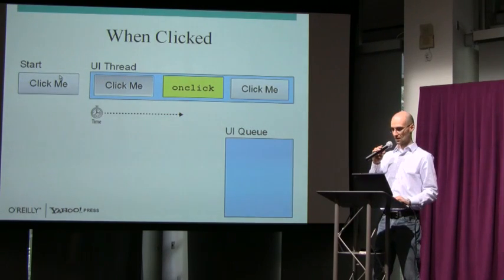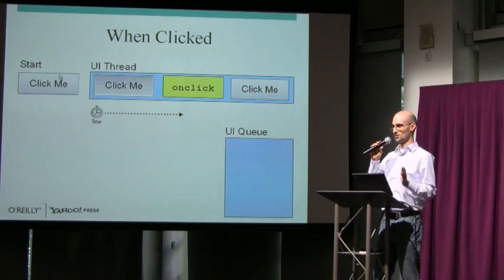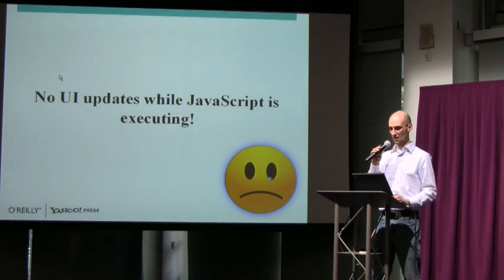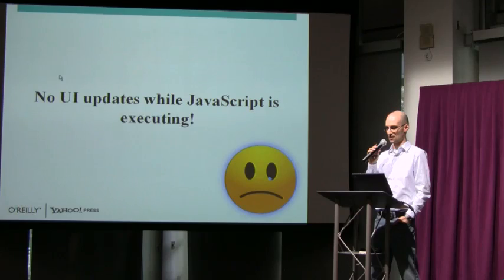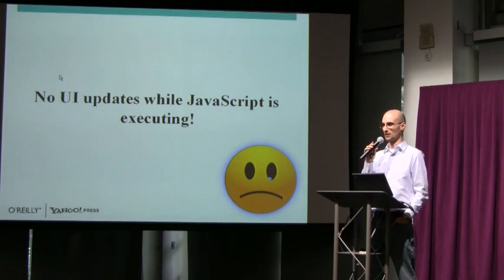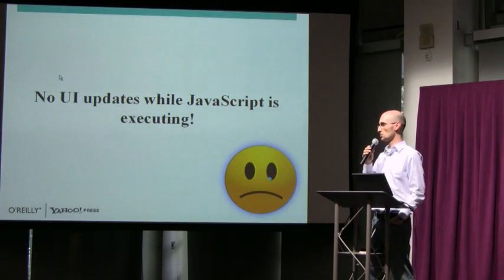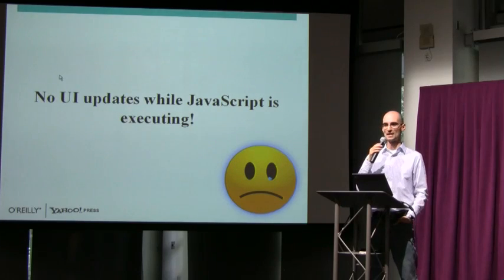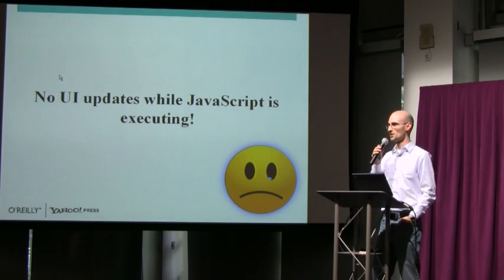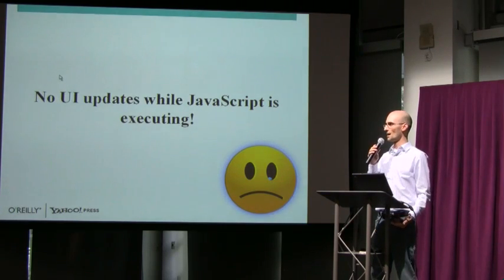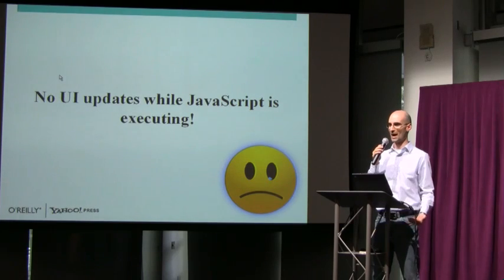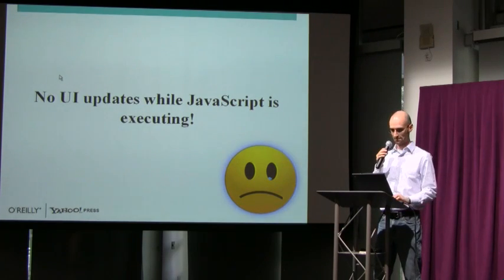So UI thread. We just did 3 things in a row. Important thing is that no UI updates while JavaScript is executing. So even though in your JavaScript you're manipulating the DOM, maybe you're changing classes, moving stuff around, none of that happens while the JavaScript is executing. It's basically batched to be done afterwards.